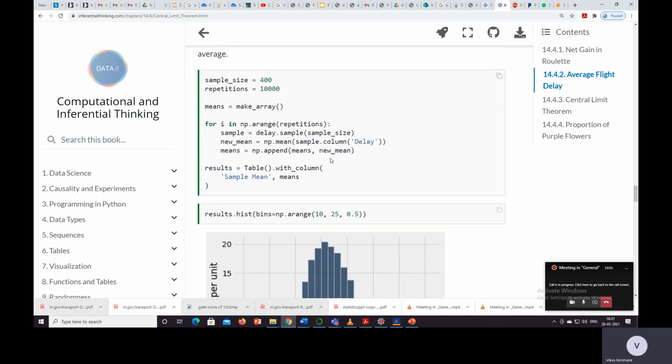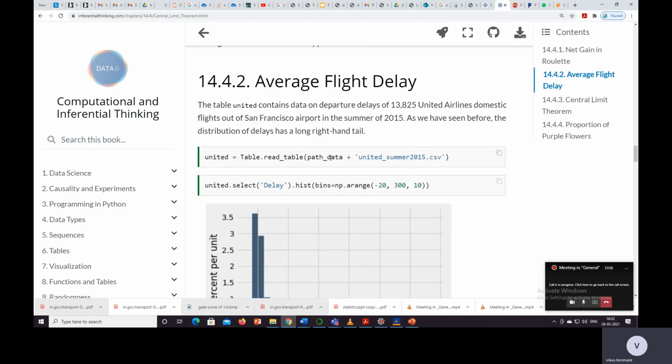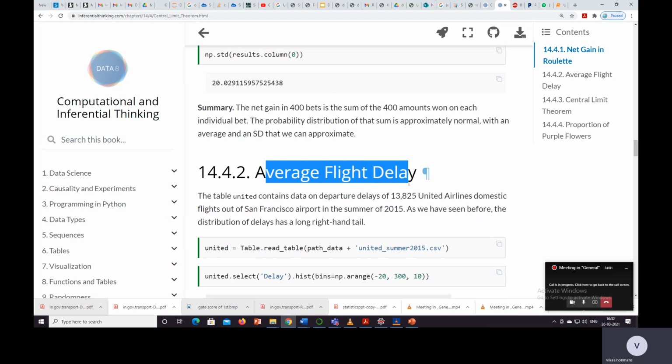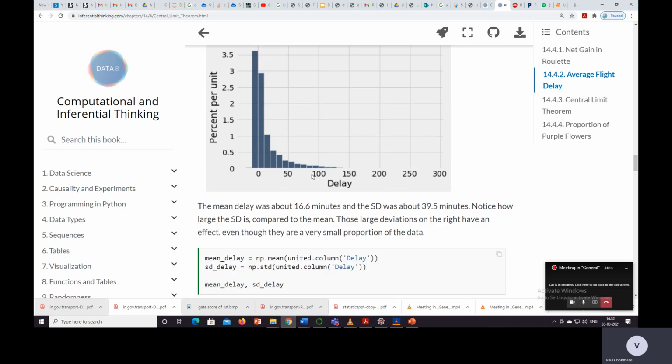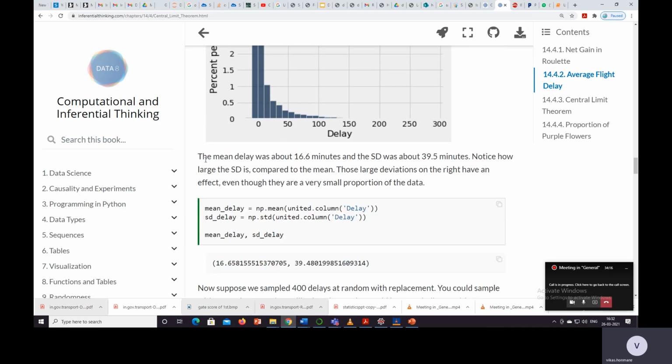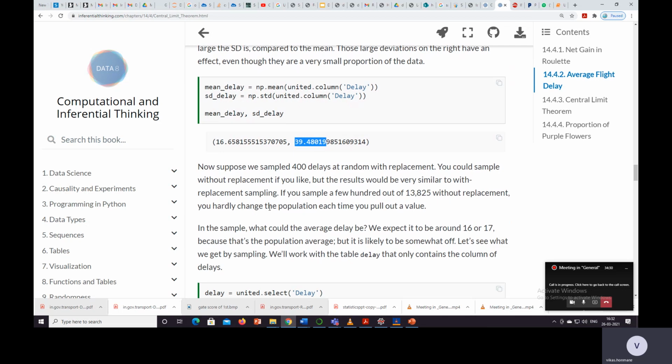Now the second example, which is average flight delay. For this we need the United Summer .csv file. In that file we have the flight delays, and initially we take the mean of the delay and the standard deviation of the delay. The mean of the delay is 16.65, and the standard deviation is 39.48. Suppose we sample 400 delays at random.